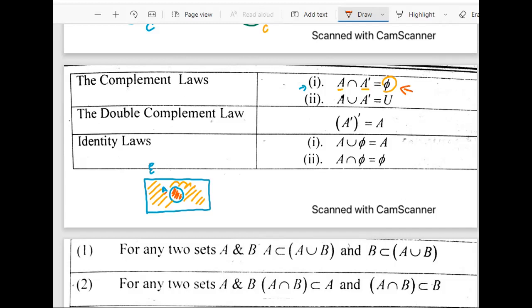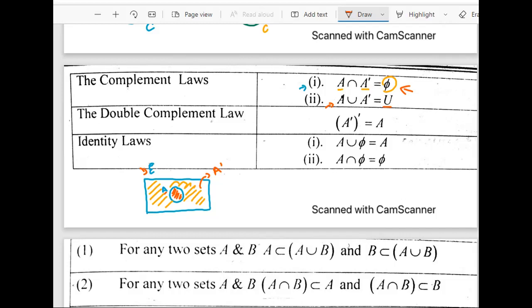Yes, ma'am. Then we have A union A complement. Again, the yellow part is A complement, the orange part is A. When I'm uniting both of these, I am getting the universal set. So A union A complement is U. I would not expect you guys to learn these this way, as the complement laws. You know the basic idea, that is more than enough. But yes, some theorems like De Morgan's laws and idempotent laws, you should remember those.